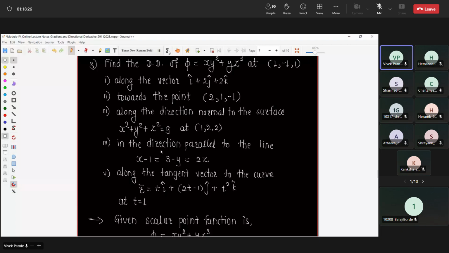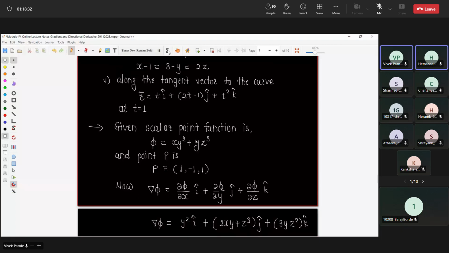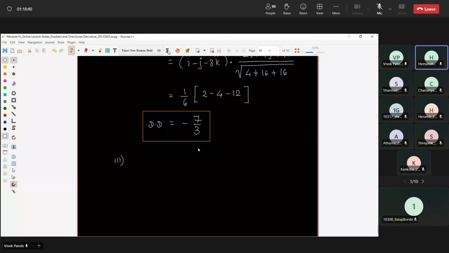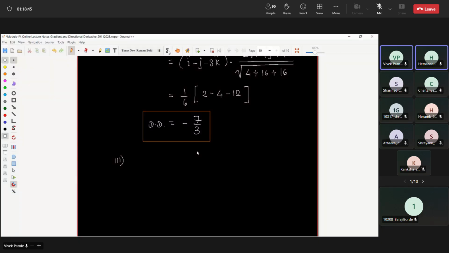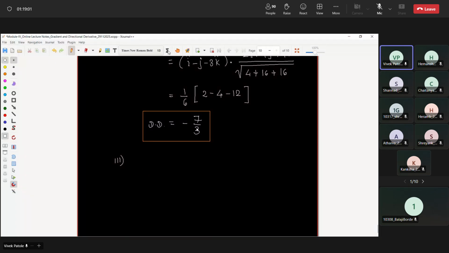Okay. Then in the direction parallel to the line, x minus 1 equal to 3 minus y equal to 2z. Yes, sir, in any case, can the directional derivative come zero? Because now I have solved the next and it's coming zero. Okay, zero means there is no slope at that particular point. Zero means no increase or decrease. It is flat over there. Negative value gives you the steepest decrease. Positive will give you increase, and zero means no change.